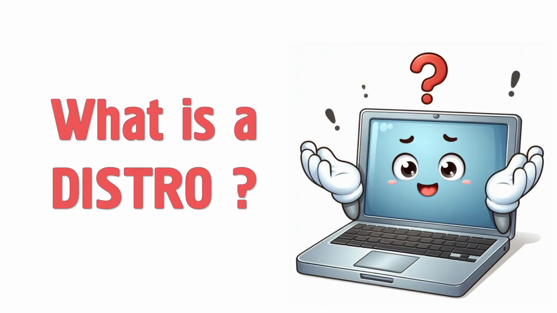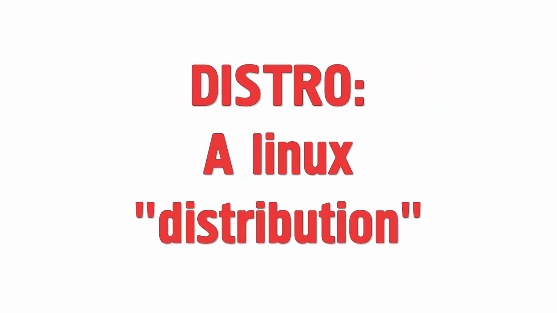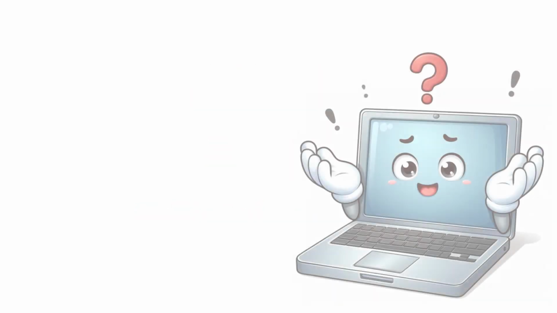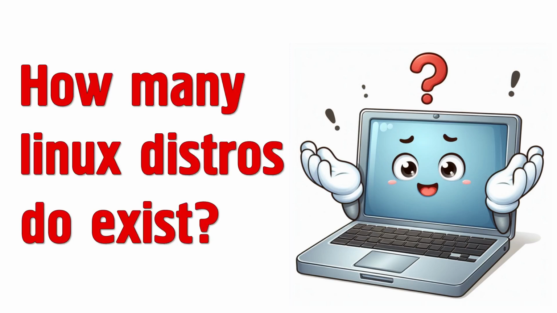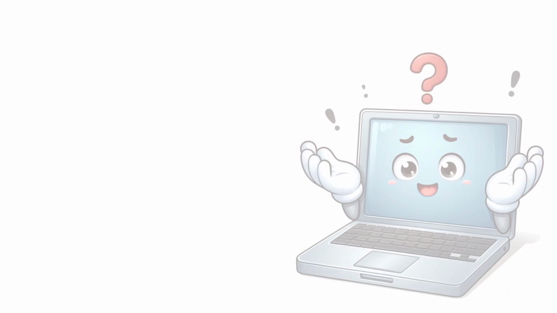First of all, what is a distro? Very short answer. Distro is short for distribution, and a Linux distribution is just a version of Linux, or to be more precise, we call them flavors. Question: how many Linux distros exist? Short answer: damn many. We are talking much more than 100.